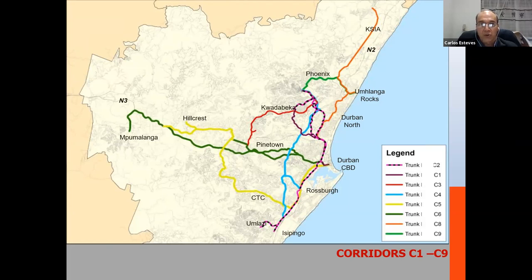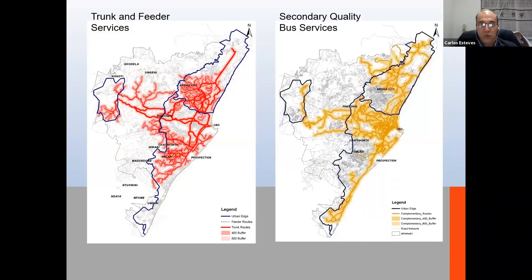There'd be trunk corridors going up towards Hammarsdale and Mpumalanga, via Chatsworth. So you can see there'll be a series of trunk corridors, and they would be the BRT corridors. They would carry the bulk of your people across the whole city. With the additional modeling, the corridors themselves did not bring the service to within 500 meters of all the residents. So two additional layers were then modeled and designed, as it were.